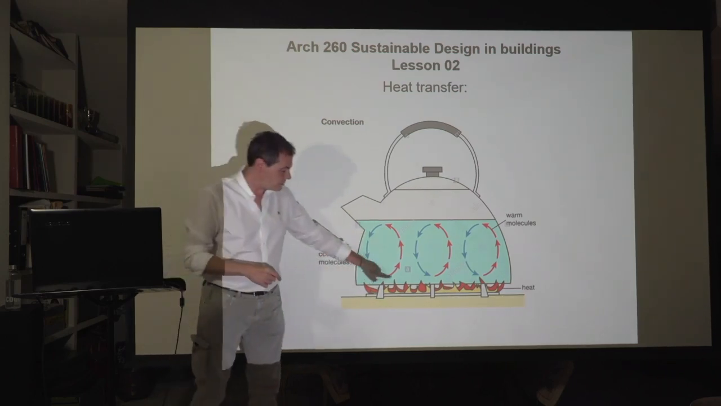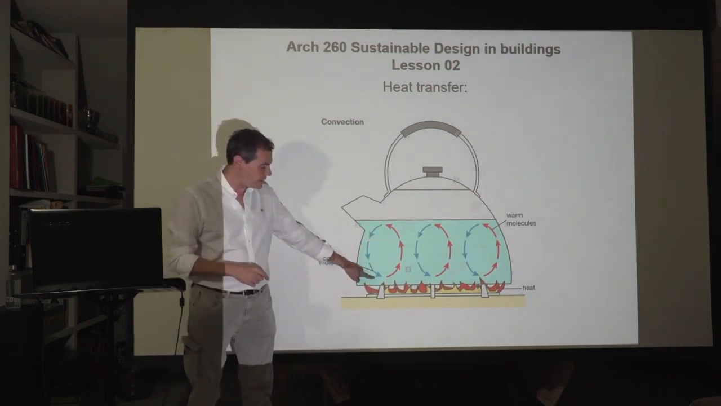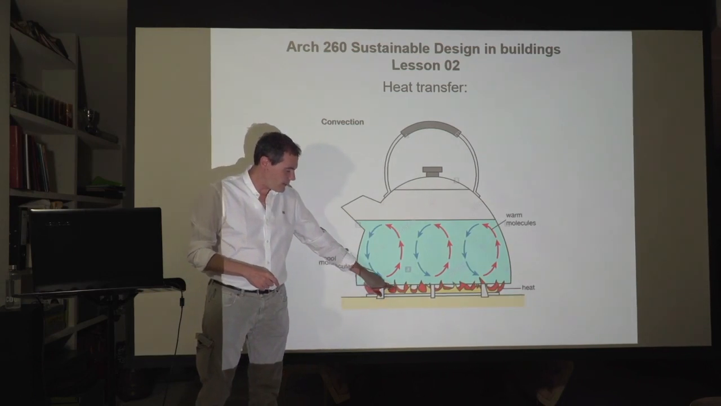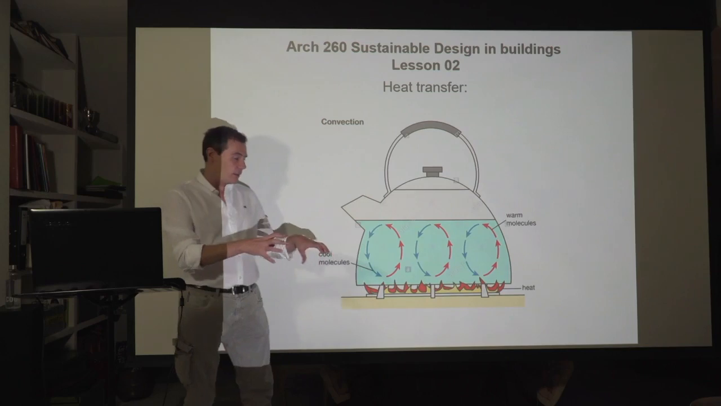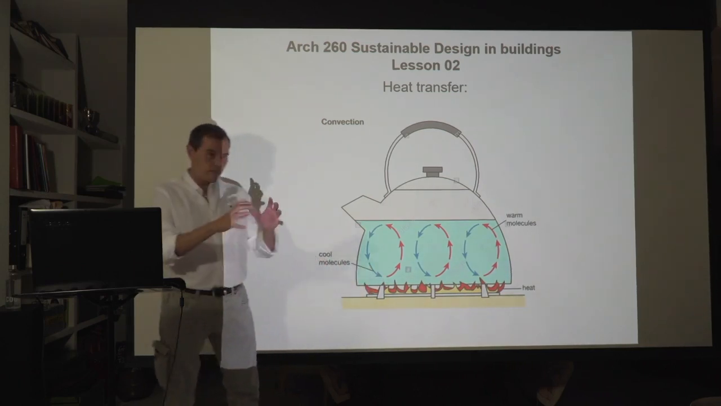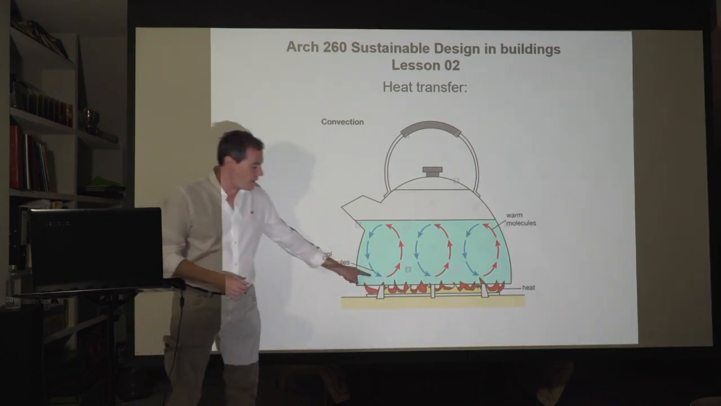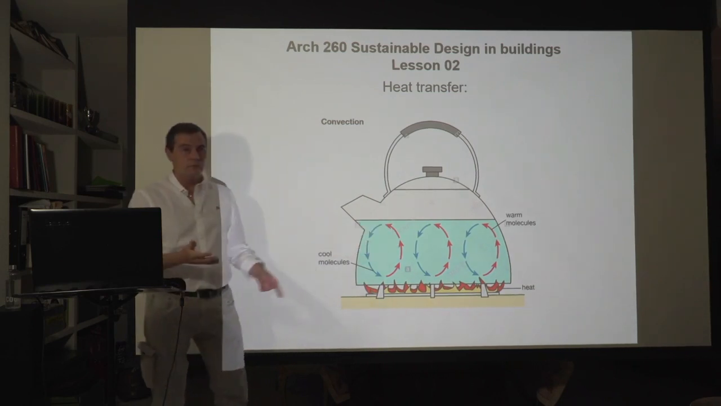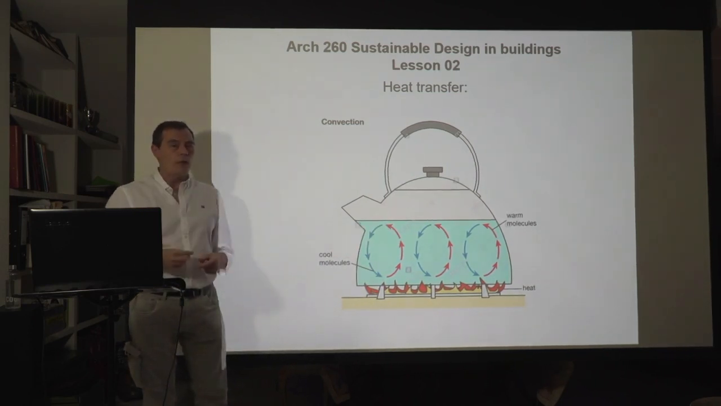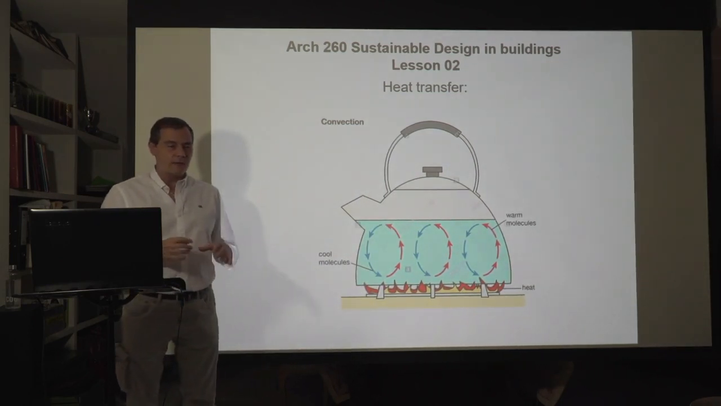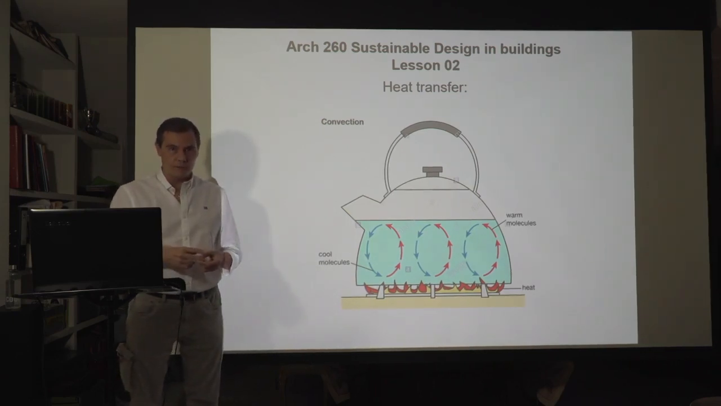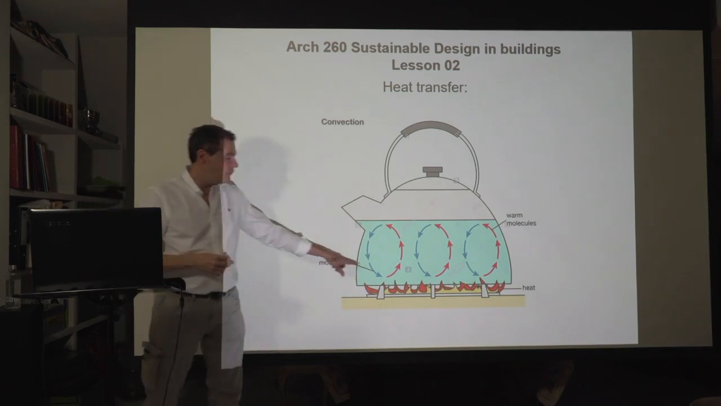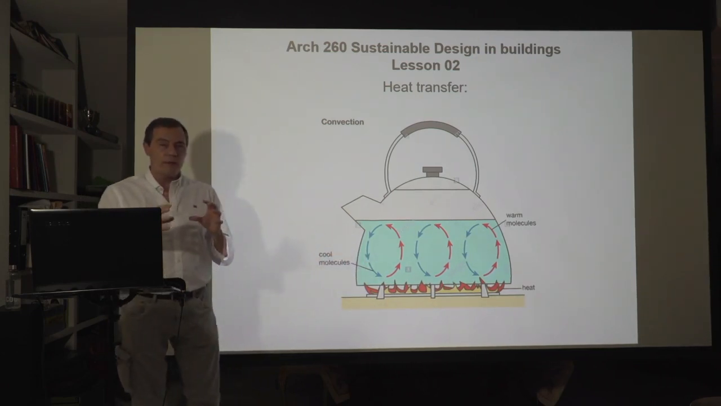We need energy to heat up this part of the fluid, and then some molecules that are hot or warmer move upwards. We all know that heat moves upwards. So this is what happens in fluids, and this is what happens with convection.